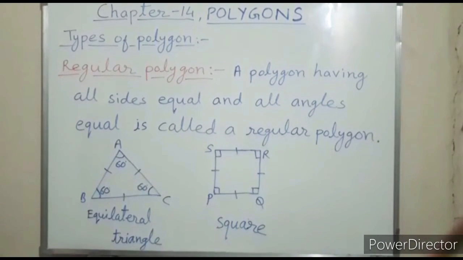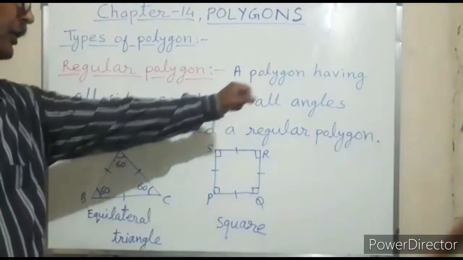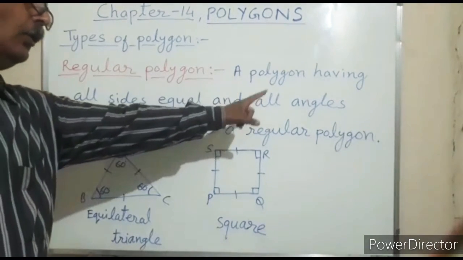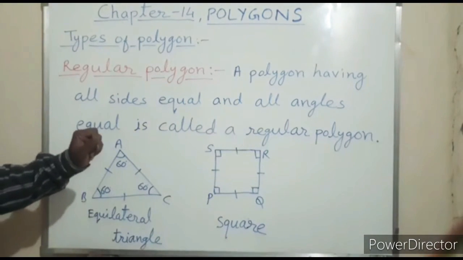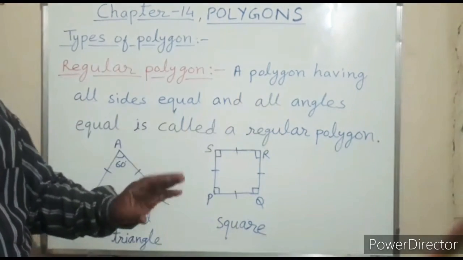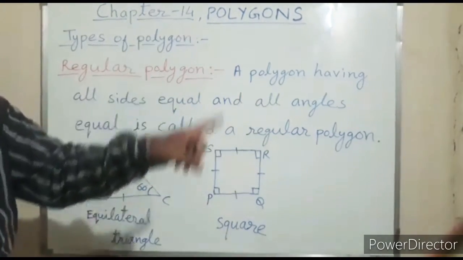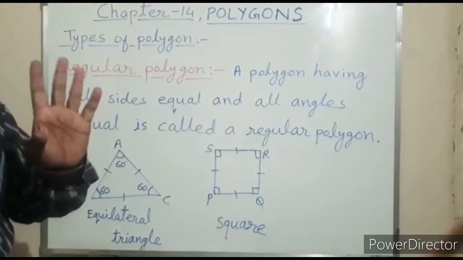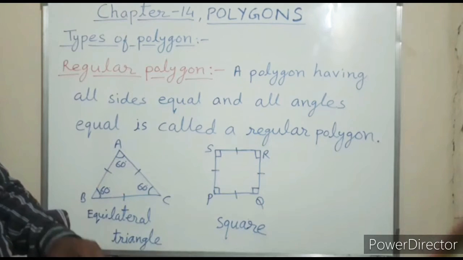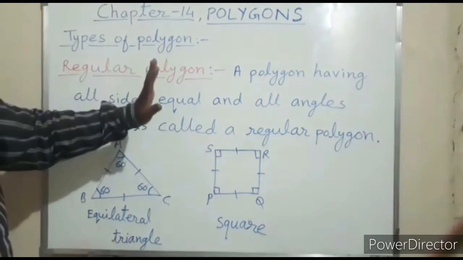Next type of polygons are regular polygons. A polygon having all sides equal and all angles equal is called a regular polygon. It means in a polygon, if all sides have the same length, and their angles also have the same measure, such polygons are known as regular polygons.